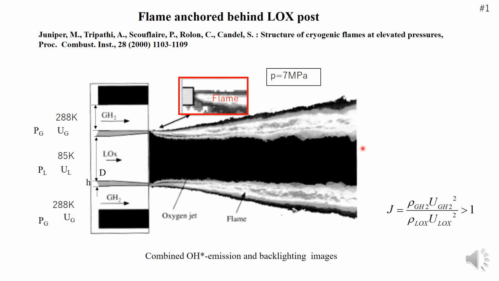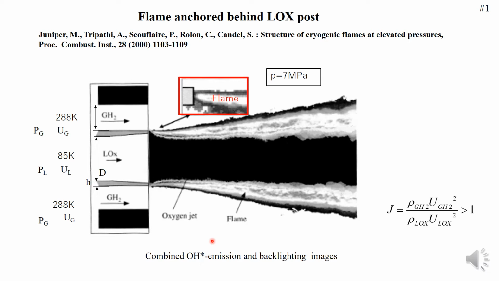Flame stabilization mechanism has been extensively studied for various combustors. Its fundamental concepts derived for low-pressure combustors are useful for high-pressure combustors as well. For liquid rocket engines, Candle's group examined the flame structure anchored behind a LOX post. This is a figure obtained in the experiments conducted about 20 years ago, showing a combined OH star emission and backlighting images. A diffusion flame surrounds the cryogenic oxygen jet.